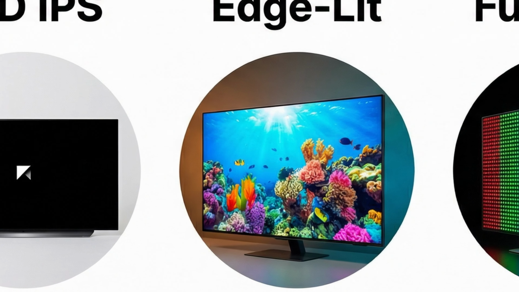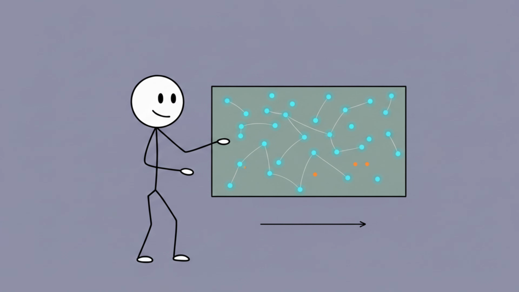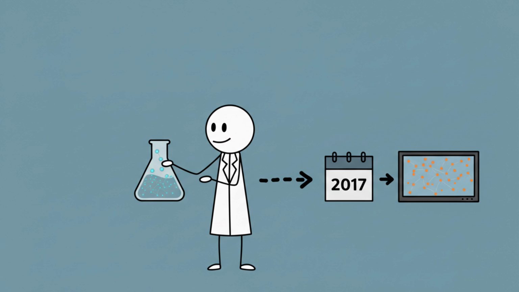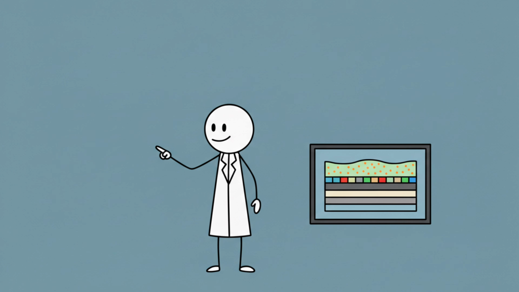Chapter 7. QLED. QLED stands for Quantum Dot Light Emitting Diode. But here's the thing, it's not like OLED at all. Samsung developed quantum dot technology and launched QLED branding in 2017. QLED is still LCD, but with a quantum dot and color filter layer.